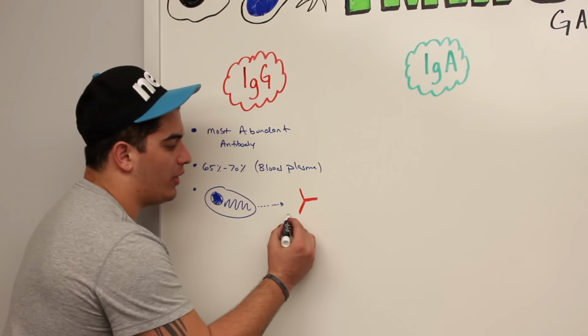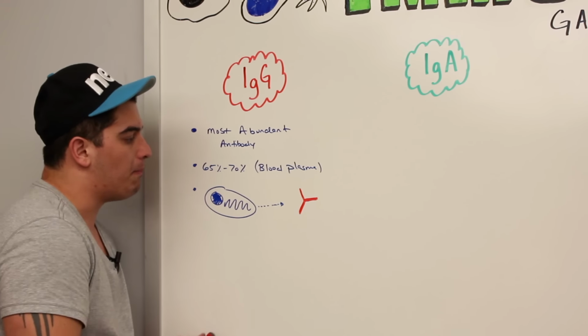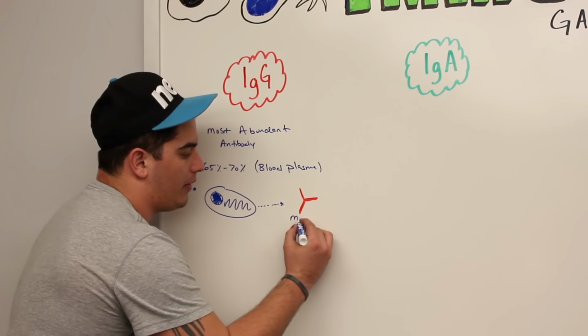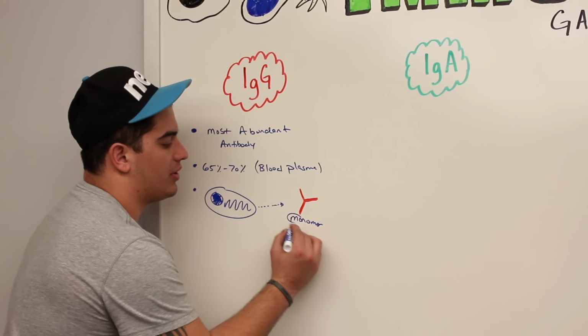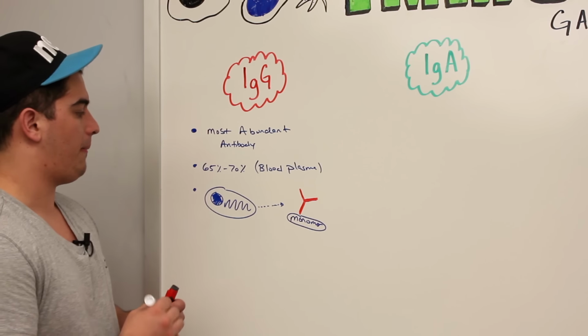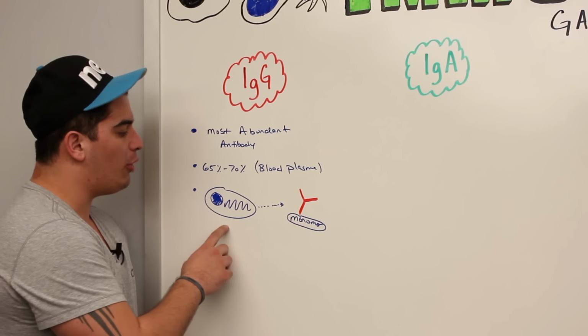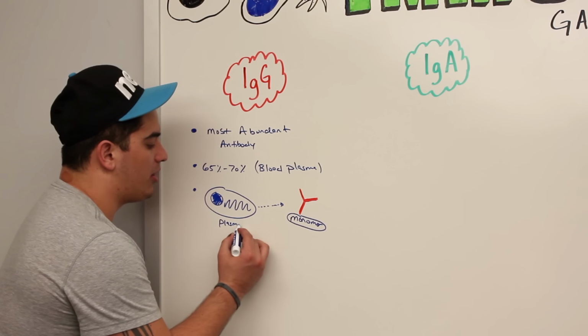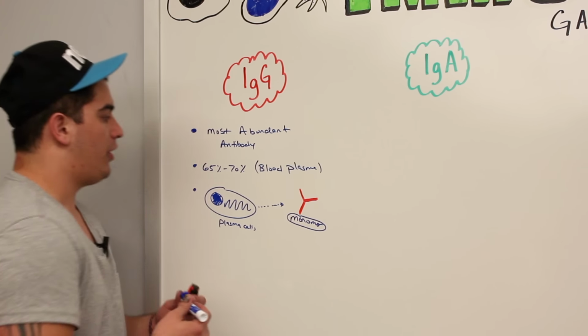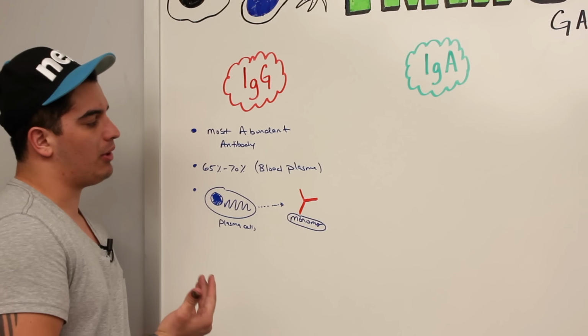So there's only one of them. What is this guy again? He is a monomer. IgG antibodies are monomers, so there's only one of these puppies. Now, we know plasma cells make these guys, we know it's the most abundant antibody, and we know that 65 to 70% of it is found within the blood plasma.